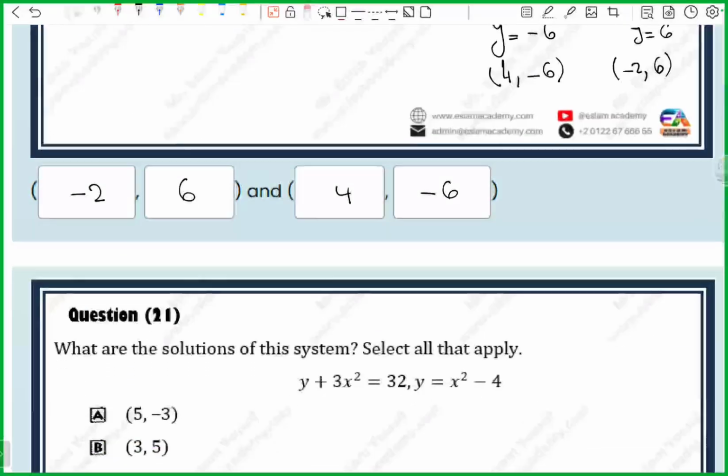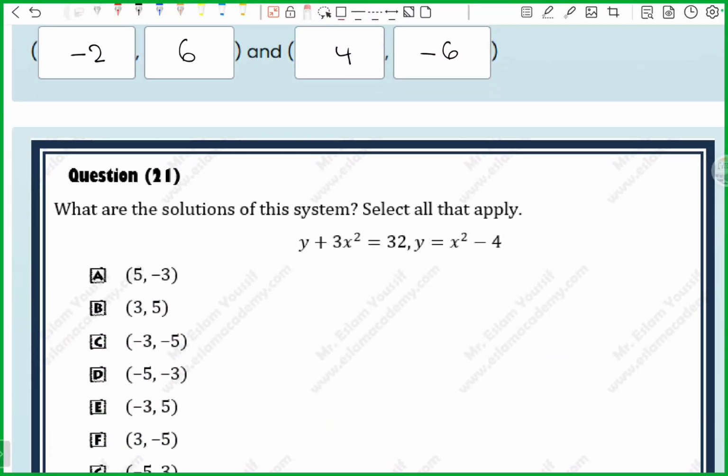Again, one more time for elimination. We need to have y equals and y equals. So equation number 1 will be y equals 32 minus 3x squared. Equation number 2, which is x squared minus 4. Once we have y equals y, then the right hand side is equal to the right hand side.